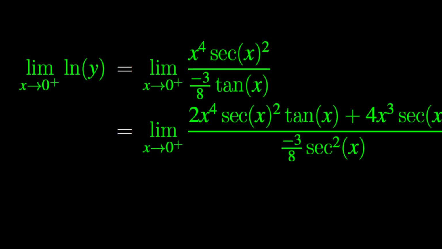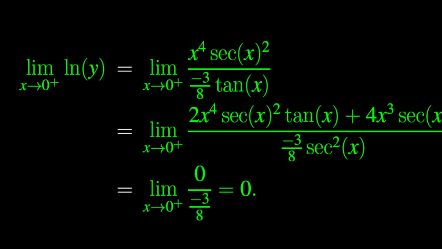The derivative of x to the power 4 times secant of x to the power 2 is 2x to the power 4 times secant of x to the power 2 times tangent of x plus 4x cubed times secant of x to the power 2, and the derivative of minus 3 over 8 times tangent of x is minus 3 over 8 times secant square of x. When we take the limit as x goes to 0 plus of 2x to the power 4 times secant of x to the power 2 times tangent of x plus 4x cubed times secant of x to the power 2, the result is 0. And the limit as x goes to 0 plus of minus 3 over 8 times secant square of x is minus 3 over 8.